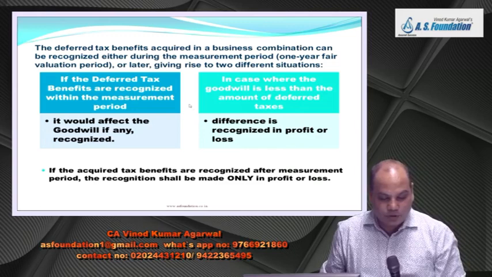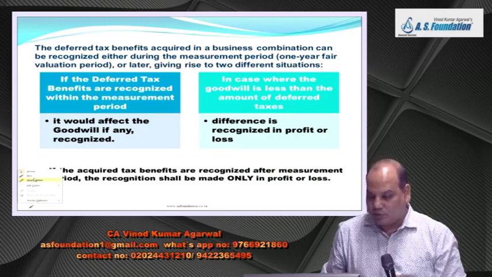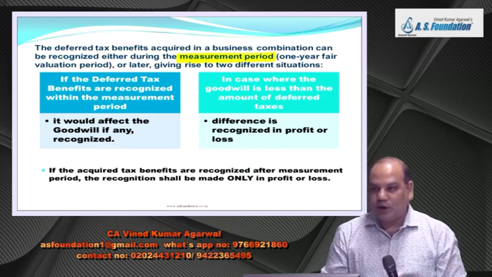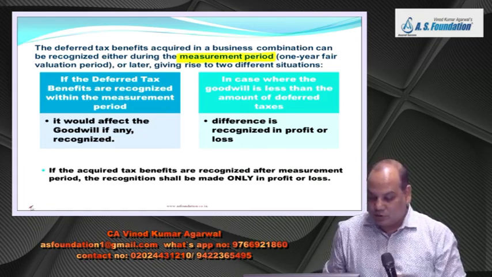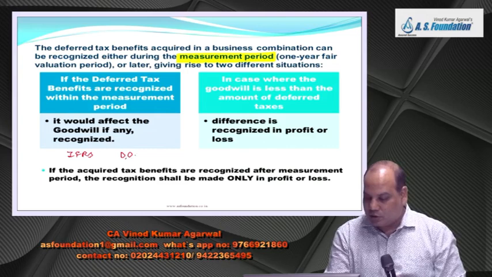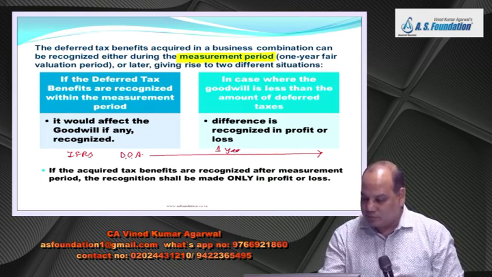Next paragraph. The deferred tax benefit acquired in a business combination can be recognized either during the measurement period, that is the 1 year fair valuation period, or later, giving rise to 2 different situations. Now, first of all, some students will ask, what is measurement period? So let us go back to IFRS 3, business combination. In IFRS 3, from the date of acquisition, you are allowed 1 year period, that is called measurement period.